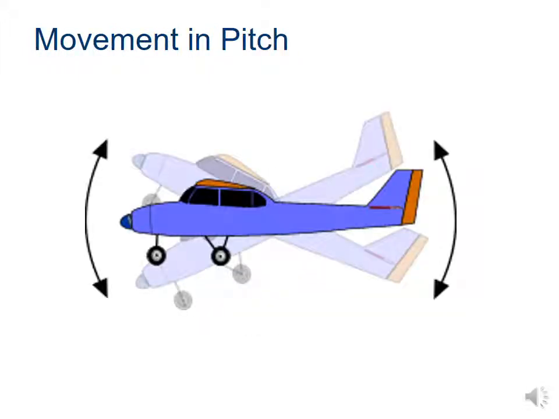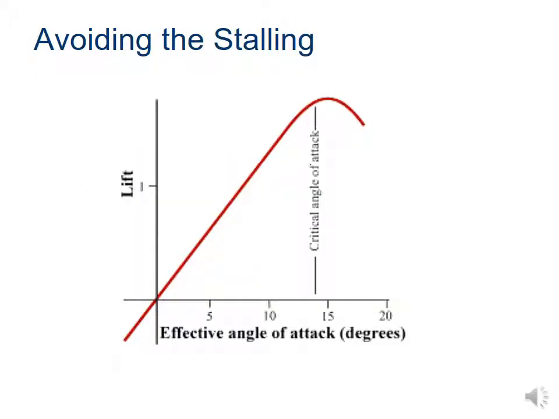Pitch refers to the up and down movement of the aircraft. When discussing pitch stability of an aircraft, one of the major concerns is avoiding stall. Stall occurs at a critical angle where lift suddenly drops, which is the force keeping you in the air. If lift drops, the weight of the aircraft, or gravity, will bring the aircraft to ground.